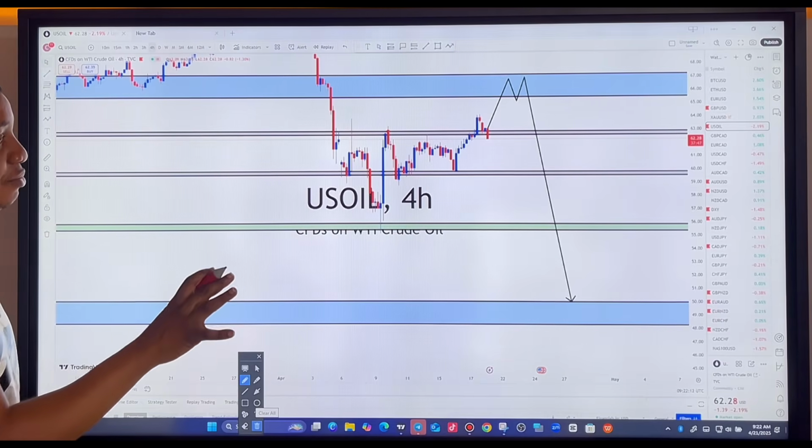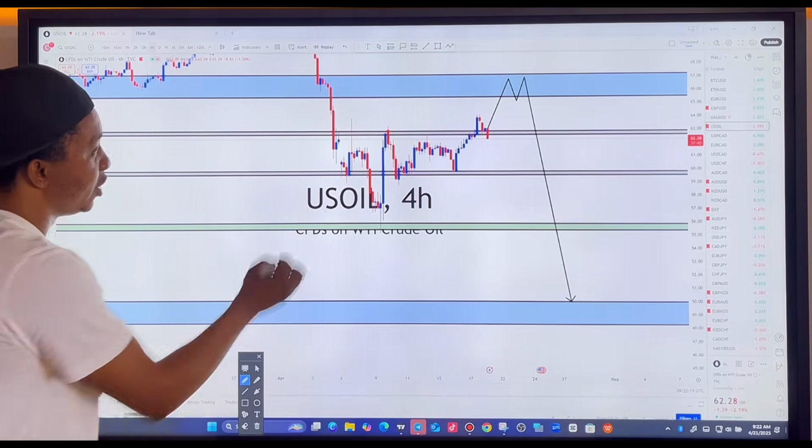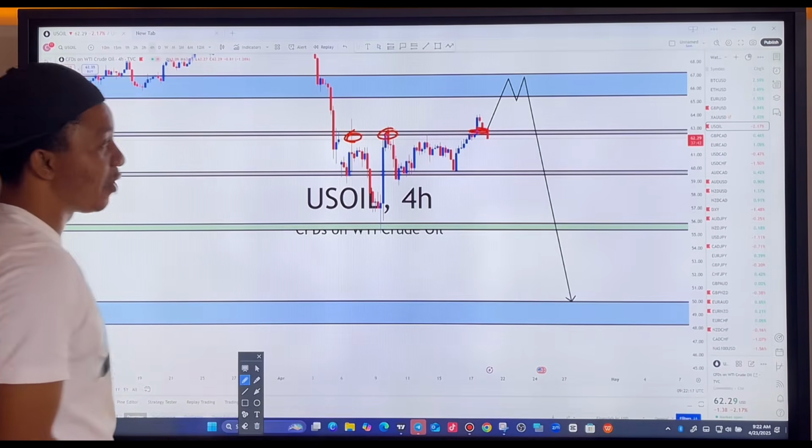But this is the forward time frame. What is price doing on the 4H? On the 4H, we can say that there's a strong level of sell pressure on this forward resistance level.